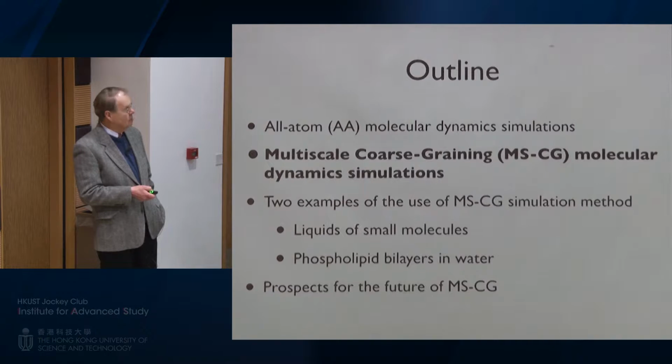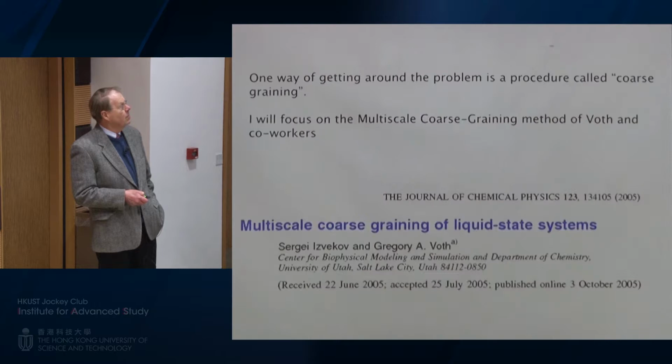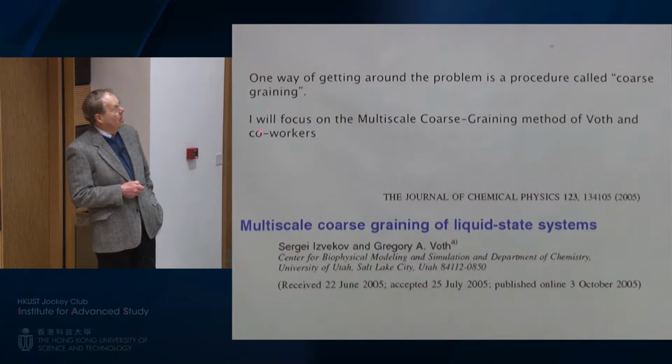What am I doing? Today, we want to do calculations that involve much, much more than 864 particles for much longer times than 15 picoseconds. Existing computers are not sufficient for performing these calculations. So one way of getting around this problem is a procedure called coarse-graining. And I'll focus on the multi-scale coarse-graining method of Voth and co-workers, which was introduced in 2005.